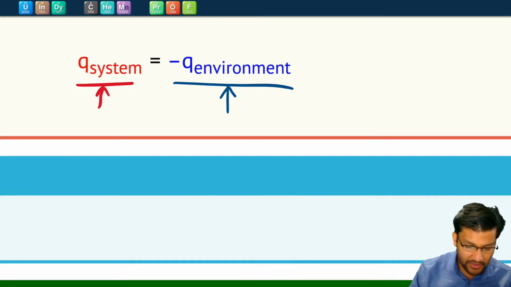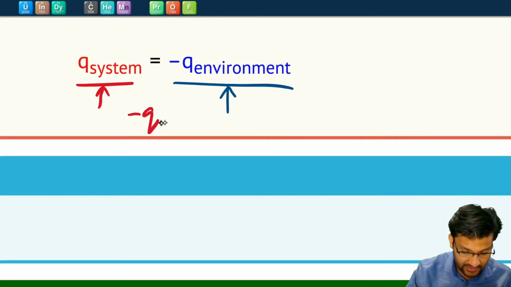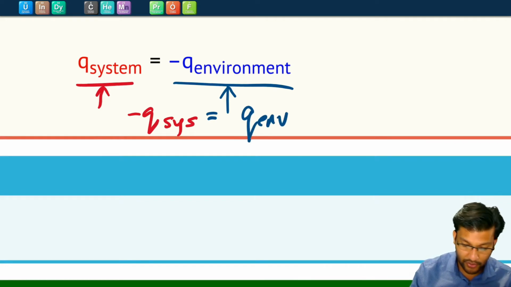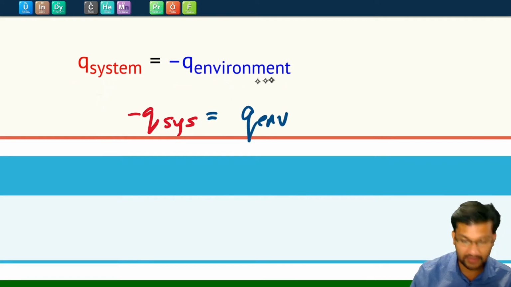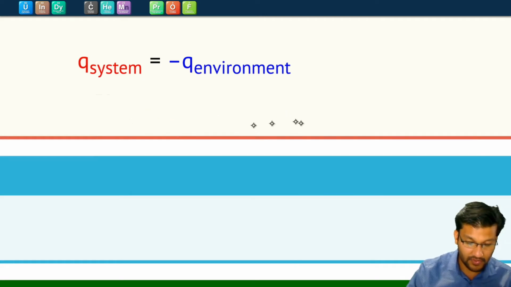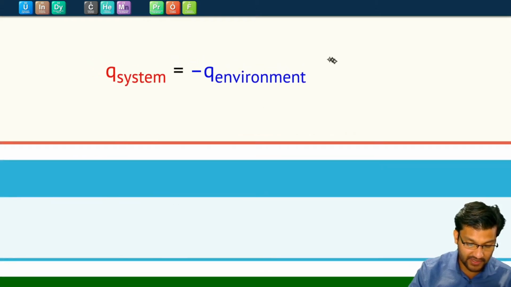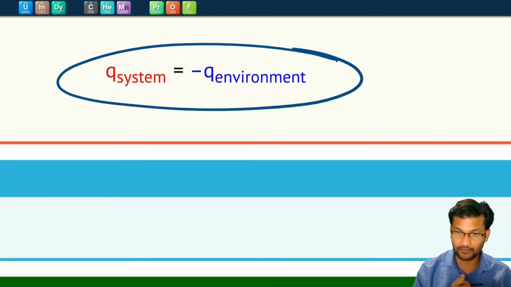It doesn't matter where you put the negative sign, so you could have simply written the negative of the heat of the system is equal to the positive heat of the environment. Both are exactly the same mathematically. I just choose to write it this way. So always remember, heat must come from somewhere or go somewhere, and so the heat of the system is negative the heat of the environment.